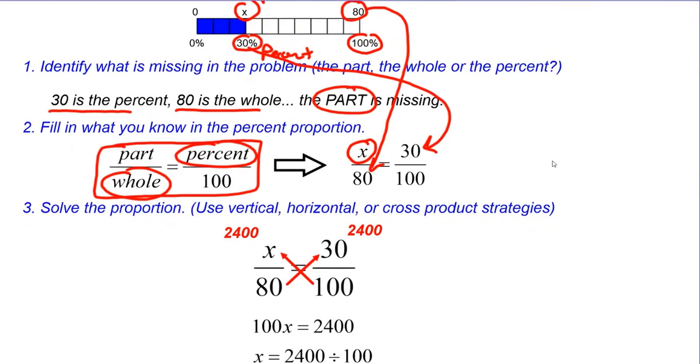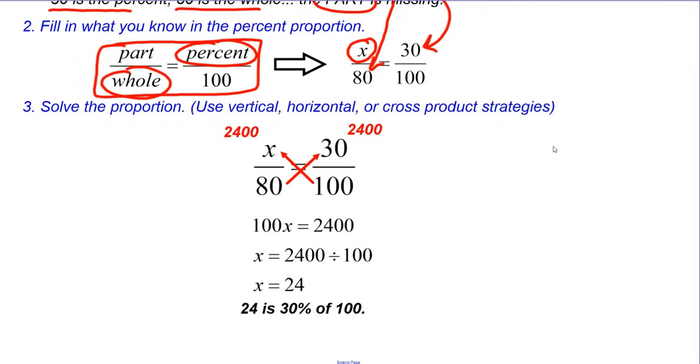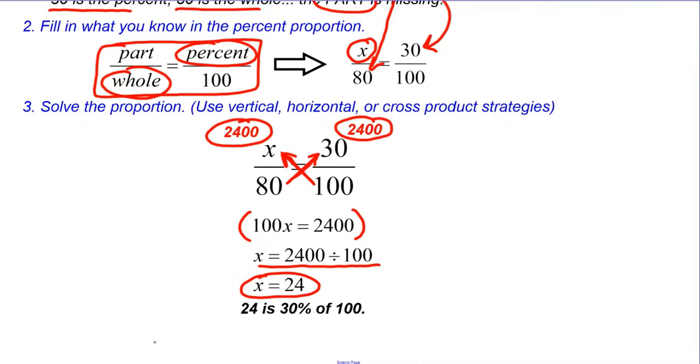So this looks like a proportion that we've solved before. So here's the proportion that I'm going to solve. I'm going to use the cross products to solve this. So I take 80 times 30, and that's 2,400. So I also know that 100 times X has to be 2,400. So to figure out what X is, I take 2,400 divided by 100, and that tells me that X is 24. So then I conclude that 24 is 30% of, not 100, 80. 24 is 30% of 80. So we solved that percent problem using the percent proportion.